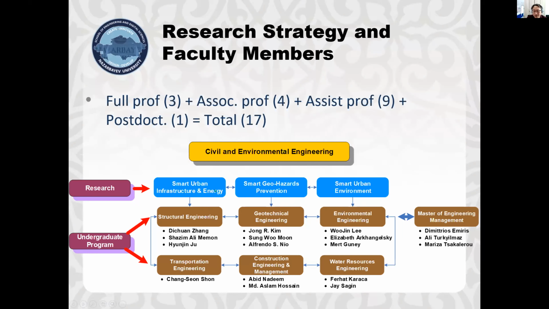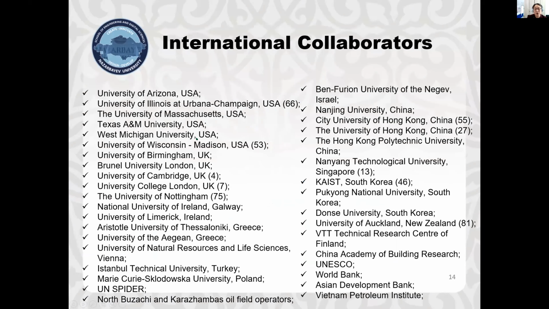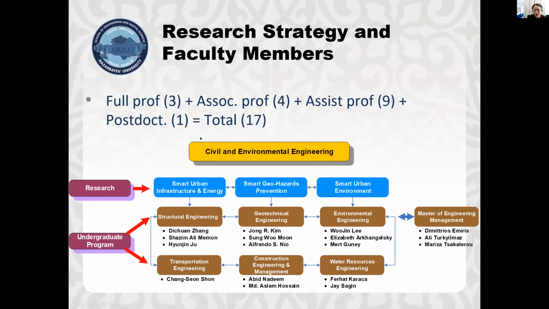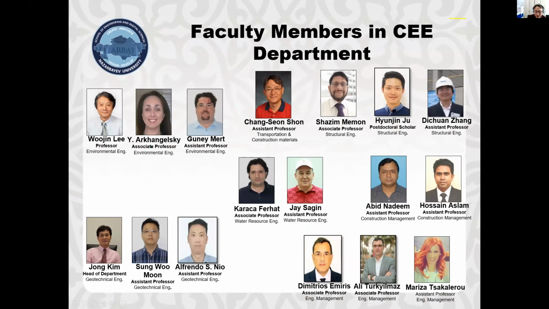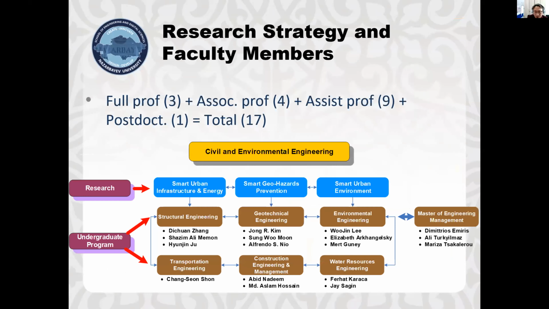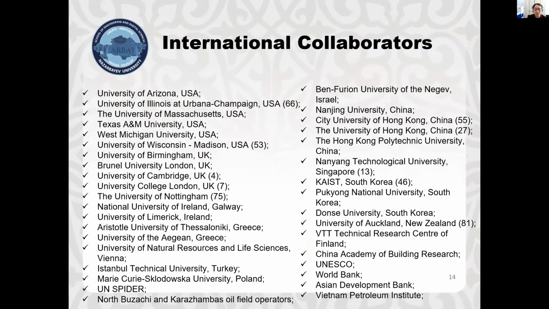All these three main research areas also relate to the six main areas in the civil engineering department. All of our faculty members have the ability to conduct research. Additionally, we have many international collaborators, and we can work together with universities in other countries.